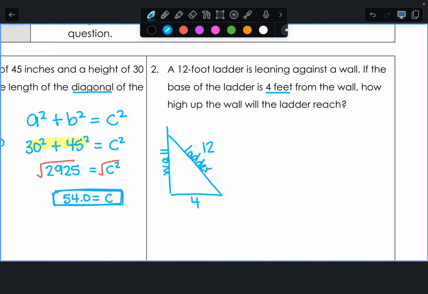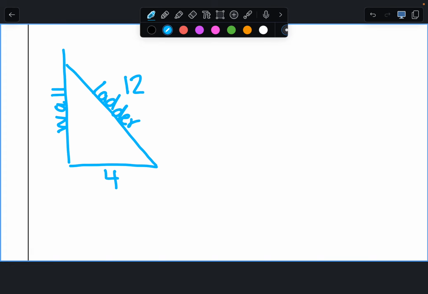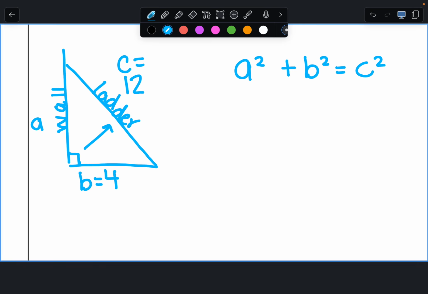Okay. How high up the wall did the ladder reach? So which one is side C? The ladder. There's my corner. The ladder is leaning up on the wall, so side C. Since this is base, I'm going to go ahead and make that side B and A. We don't know what A is, so we're going to write A squared. B is 4 squared, and C is, all right.